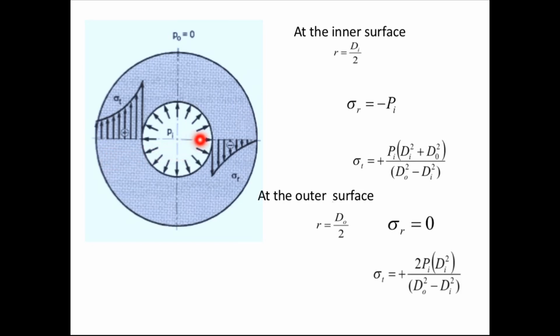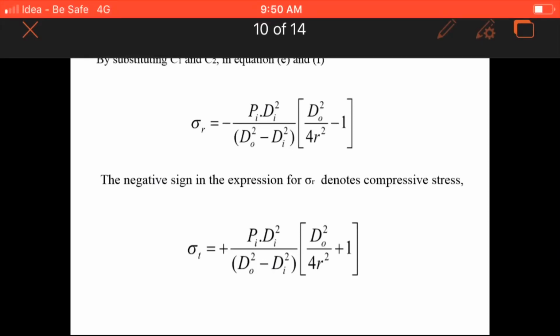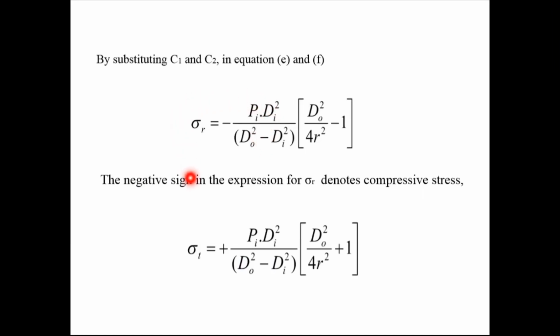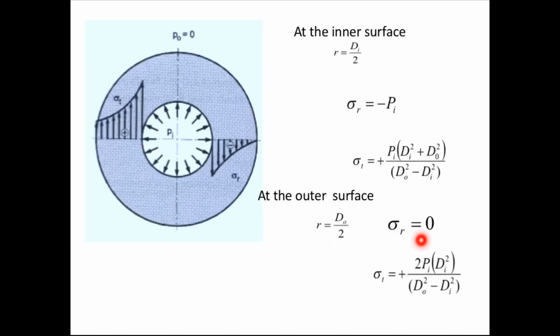Therefore, what we have to do? We have to find out the value of sigma R and sigma T at the inner surface and at the outer surface. Now consider the inner surface. At the inner surface, r is equal to di by 2. Therefore, substitute r is equal to di by 2 in the expression of sigma T, and sigma R is equal to minus pi. Negative sign we have already used in the expression, so you can substitute here. So you will get these values. So we will get sigma R is equal to minus pi at the inner surface and sigma T is equal to this expression. Similarly, we can find out at the outer surface, r is equal to dO by 2, and substituting this value dO by 2 in this expression and in this expression, you will get sigma R is equal to 0 and sigma T is equal to this expression. These equations are applicable at the inner and the outer surfaces of the thick cylinder.